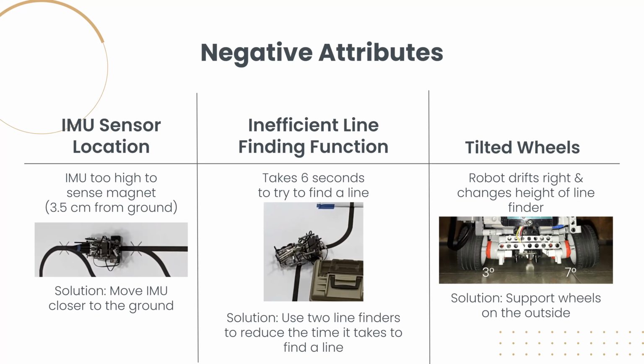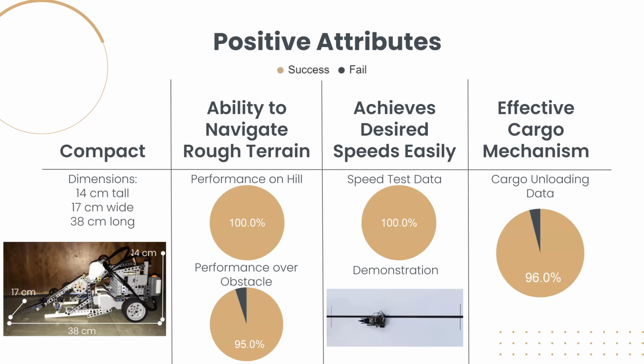Finally, the macro's wheels would tilt outward, which caused problems with driving straight and with the line finder sensing the black line. The left wheel turns out 7 degrees from vertical and the right wheel turns out 3 degrees from vertical. This causes the macro to drift towards the right when it should be driving in a straight line. To fix this, the wheels would need to be supported from the outside as well as the inside.